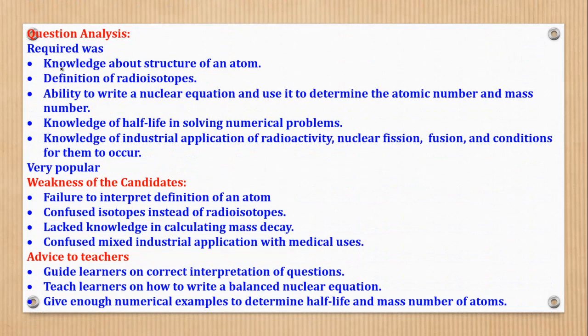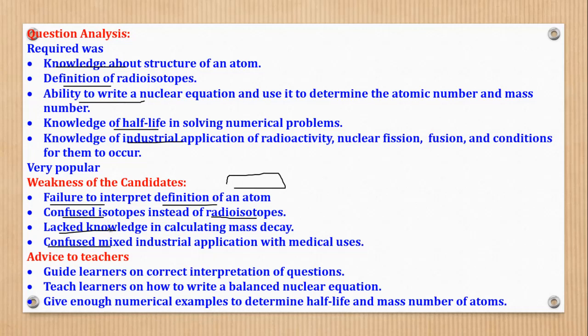So question analysis, the question required knowledge about structure of an atom, definition of radioactive isotopes, ability to write nuclear equations, knowledge of half-life, industrial application of radioactivity. Weakness was failure to interpret definition of an atom. Then 2, confused isotopes instead of radioisotopes. That's why I told you that you must end with that word, radioactive. Lacked knowledge in calculating mass decay.